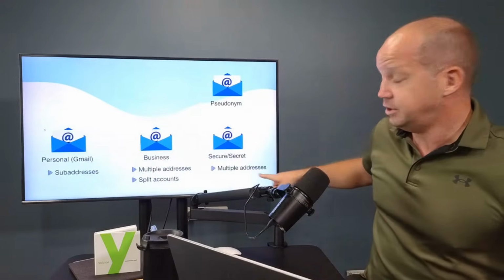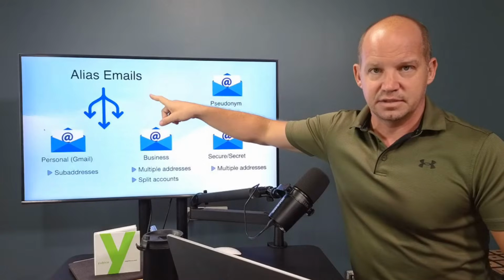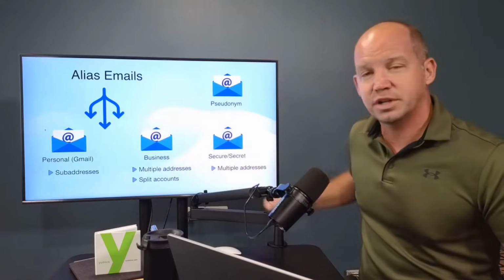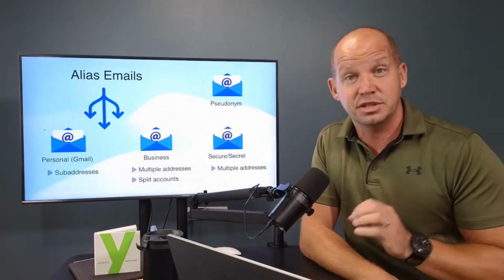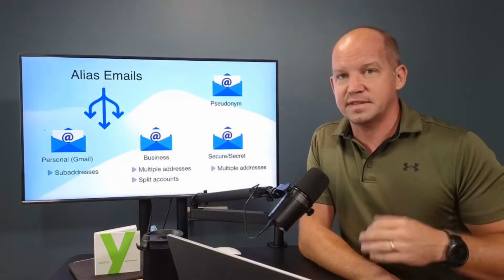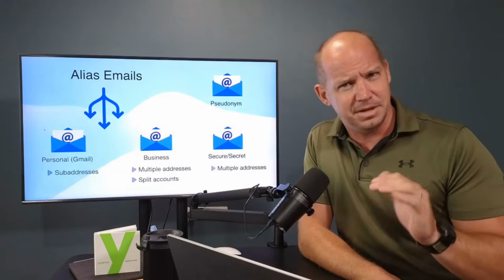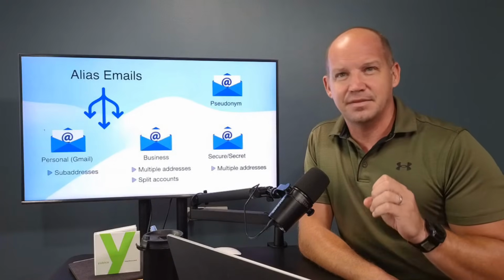For my secure secret, I do have multiple addresses. I don't use subaddressing. I literally add and create new aliases through Proton Mail, and that's worked out really well. But then I use an alias service. I told you I use Simplelogin, and I use those specifically with my personal and business. Right now, I haven't introduced those into my Proton account. I don't want to muddy my secure email with aliases, because usually if I'm using an alias, it's with a service that I don't really care about that much. Does that make sense? It's something that's kind of a throwaway for me.